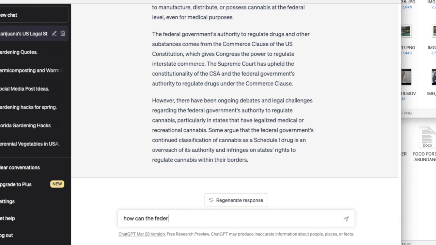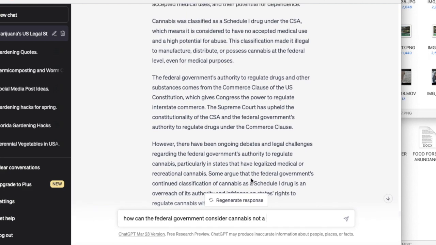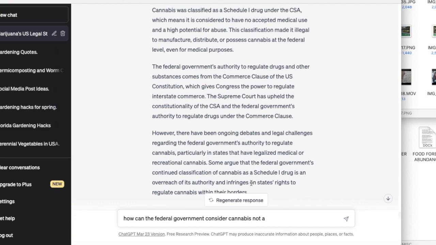Cannabis was classified as a Schedule I drug under the CSA, which means it is considered to have no accepted medical use and a high potential for abuse. This classification made it illegal to manufacture, distribute, or possess cannabis at the federal level, even for medicinal purposes.